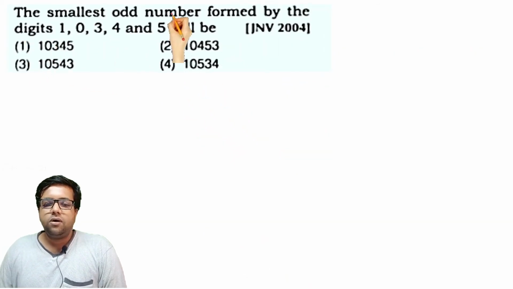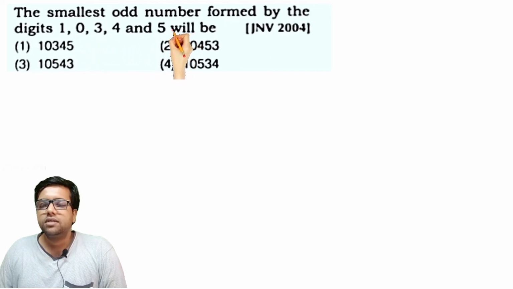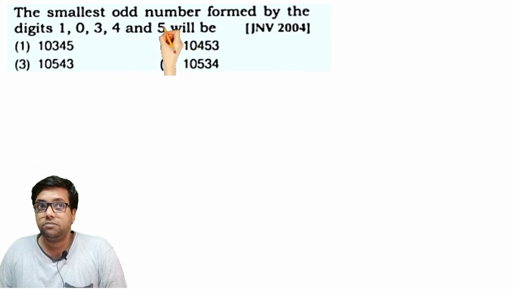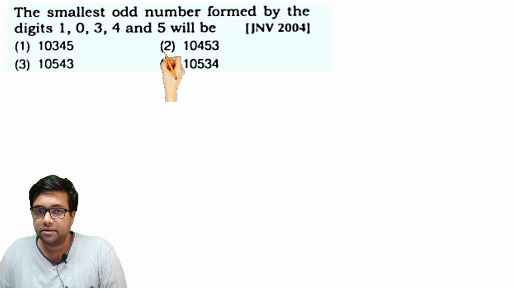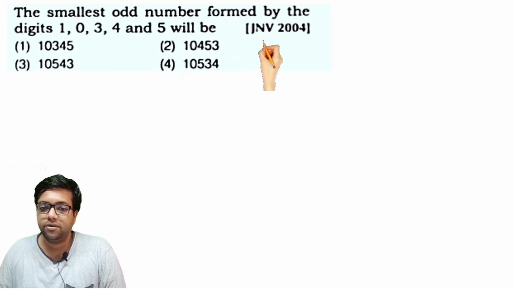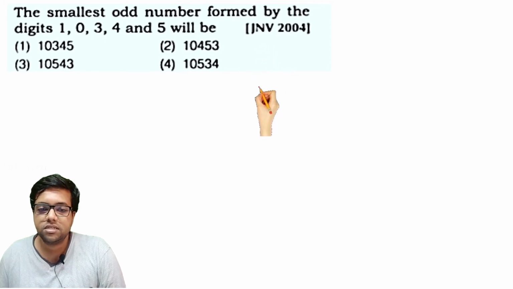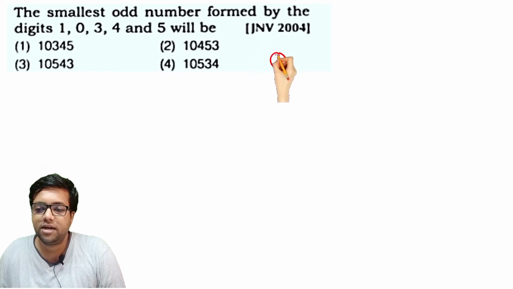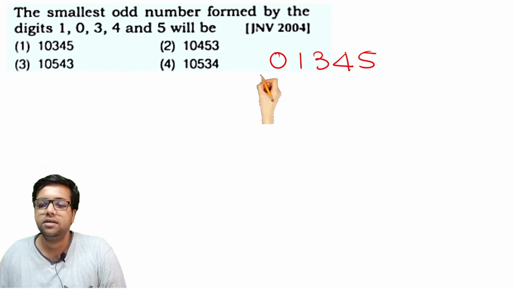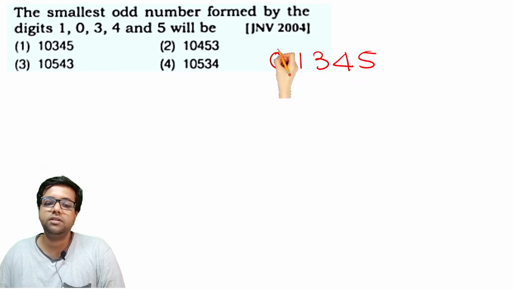The smallest odd number formed by the digits 1, 0, 3, 4, 5. The smallest number is to be formed. How do we form the smallest number from the given set of numbers? We will write them in ascending order: 0, 1, 3, 4, and 5. This is the ascending order, but 0 can't come in the first place.